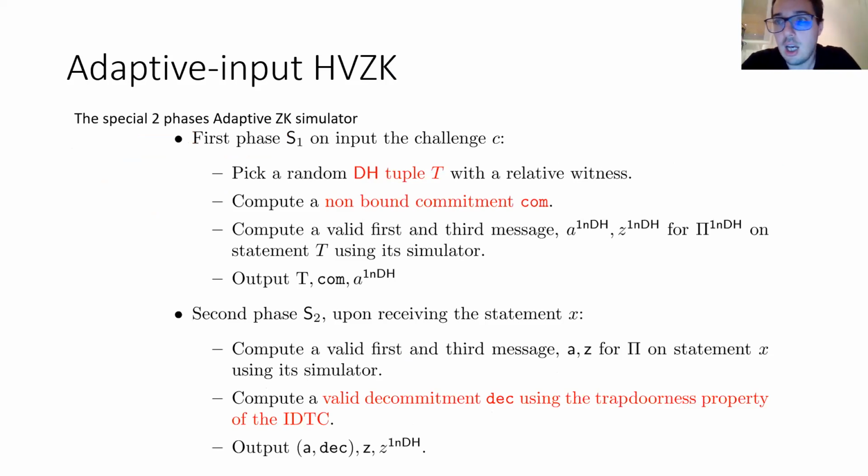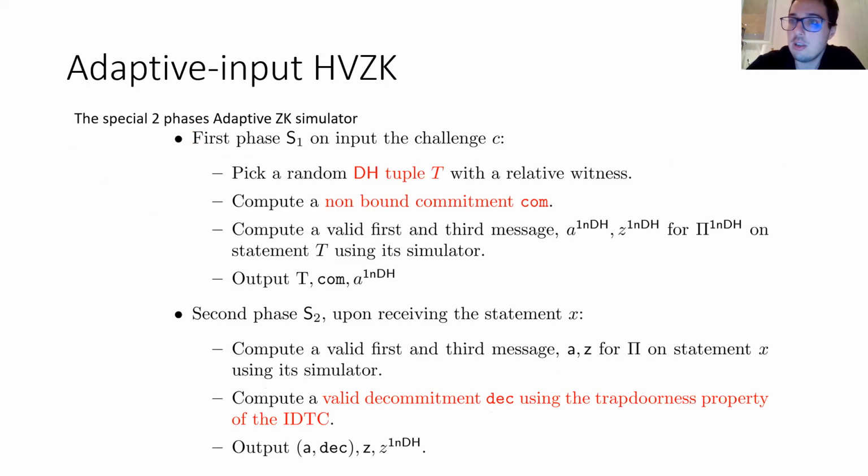And here is how the simulator is defined. The idea is that we can use a tuple, which is a DH tuple, to expose a commitment which is not bound to any specific first message A. We do it in the first phase, and then we use the zero-knowledge simulator of the one-of-DH protocol and expose a valid first message.